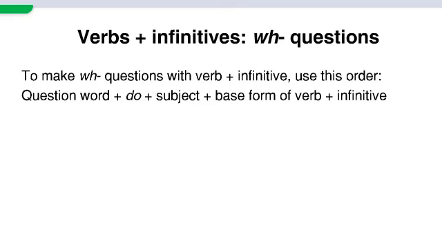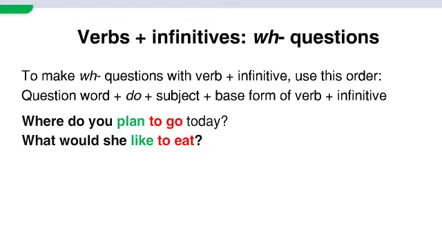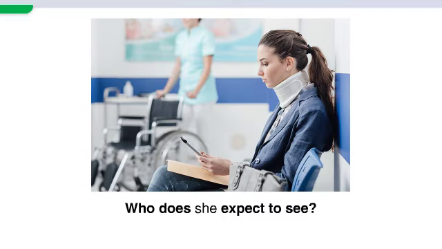To make WH questions with a verb plus an infinitive, use this order. Question word plus do, plus the subject, plus the base verb, plus an infinitive. Where do you plan to go today? What would she like to eat? Who does she expect to see?